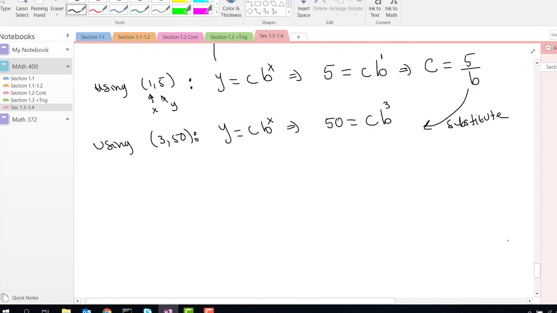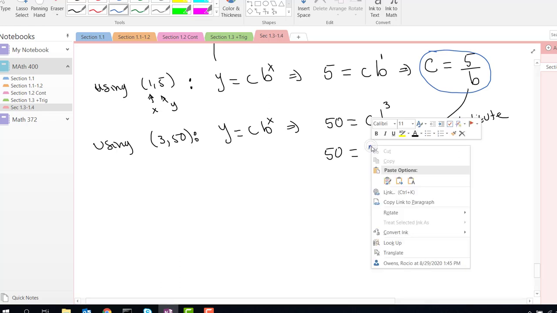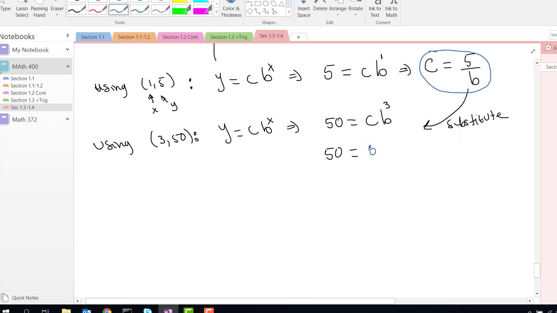So when I substitute, I'm going to have 50 equals c, which I'm saying from above, c equals 5 over b, and then times b cubed, and simplified. So I have 50 equals 5b squared, which means divide both sides by 5, so 10 equals b squared. So you get b is plus or minus the square root of 10.